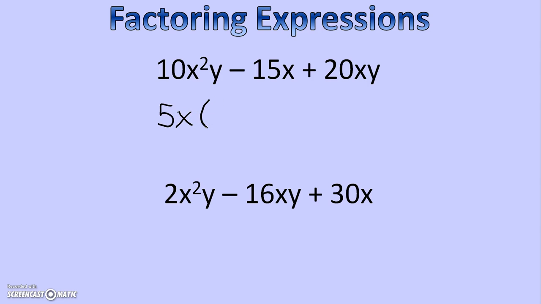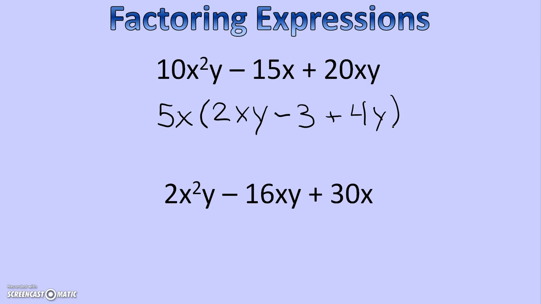Let's pull it out. When you take 5 out of 10, you're left with 2. X from x squared is x. And you're taking nothing away from the y, so that stays there. Minus, taking 5 out of 15 leaves you with 3. Taking x out of x, there are no more x's left. Now, taking 5 out of 20 leaves you with 4. Taking x out of x leaves you with no more x's, and you're taking nothing out of y, so the y again stays there. And that would be our answer in factored form. You can check that on your own if you'd like to confirm that.